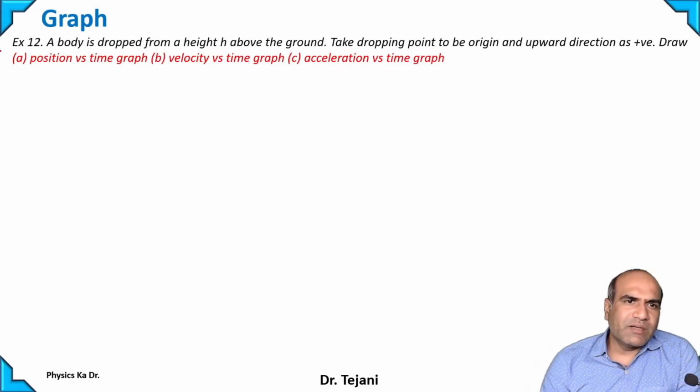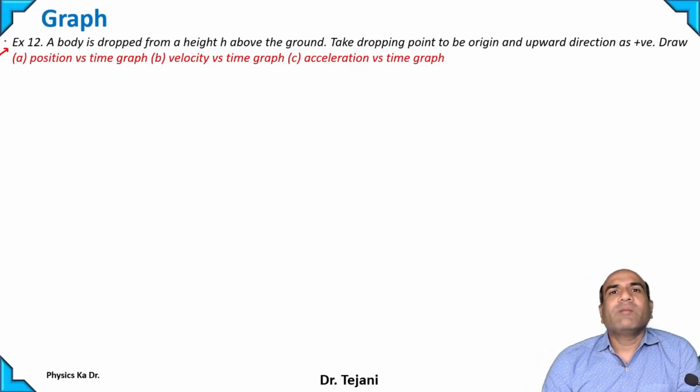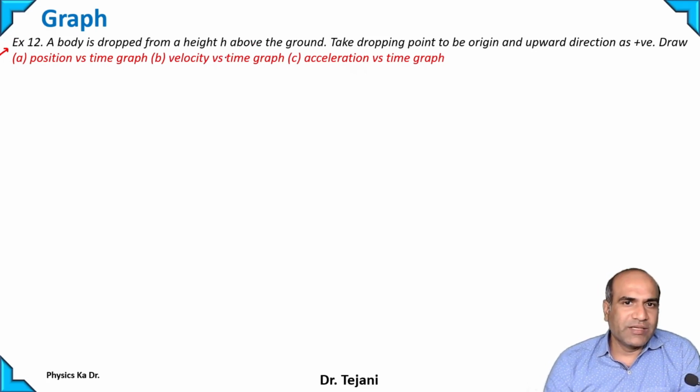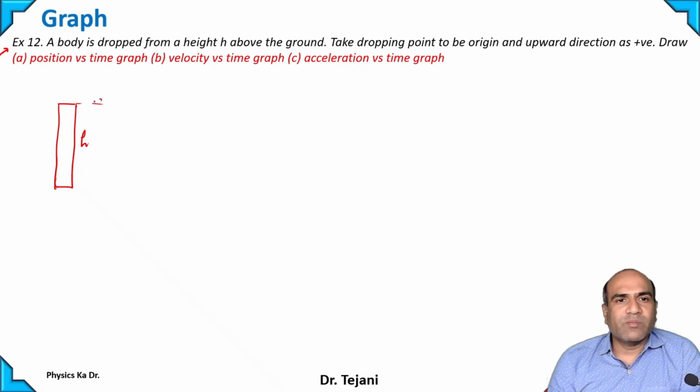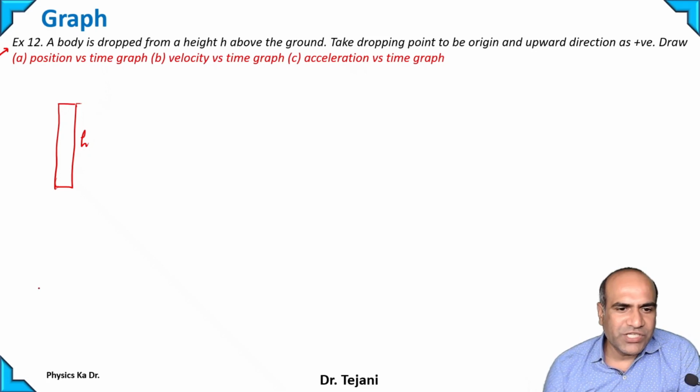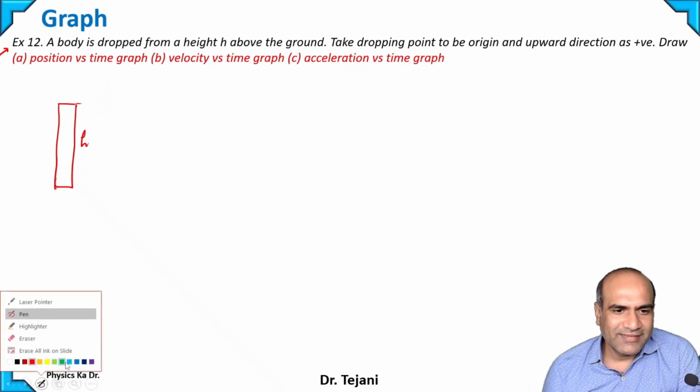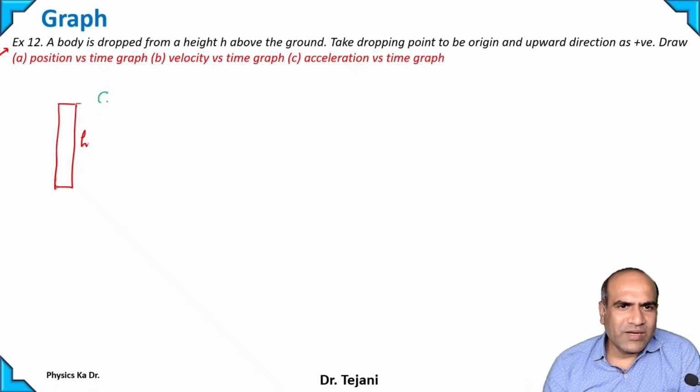Now, in example number 12, a body is dropped from a height h above the ground. So the condition is given like that: a height h is given somewhere, and the body is dropped. Let's change the color. Green color. Body is dropped from h.